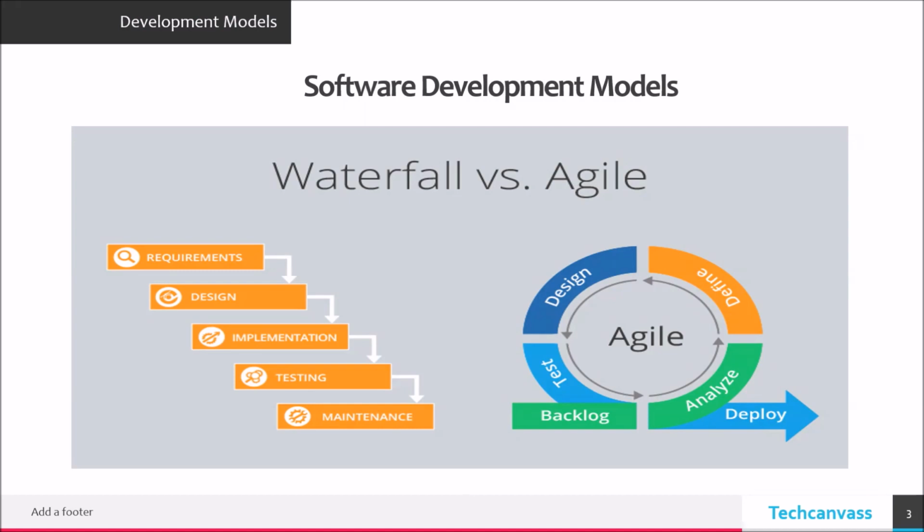Coming back to agile, methodology is a practice that helps continuous iteration of development and testing in software development process. In this model, development and testing activities are concurrent, unlike the waterfall.